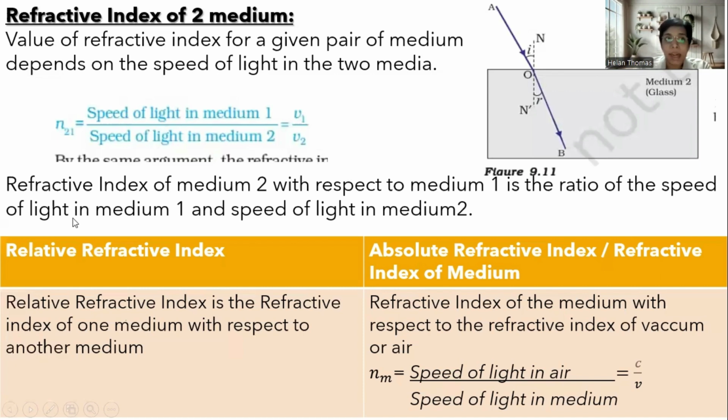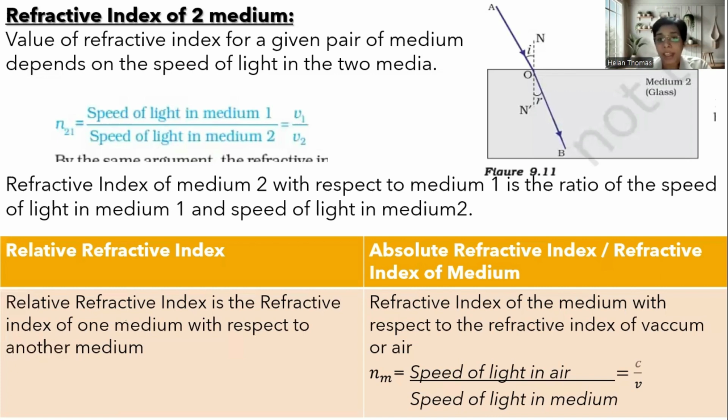And here, as I said, refractive index is a relative term. Why? Because we are relating it to the other medium. So relative refractive index is nothing but the refractive index of one medium with respect to another medium. And we also have absolute refractive index. Absolute refractive index is otherwise referred to as refractive index itself, which means the refractive index of one medium compared with that of vacuum or air. As I said, the speed of light in air and vacuum is taken as 3 into 10 raised to 8 meter per second, which is denoted by c.